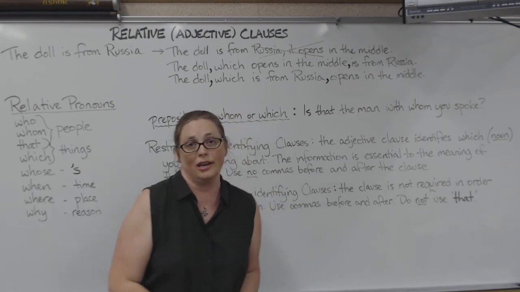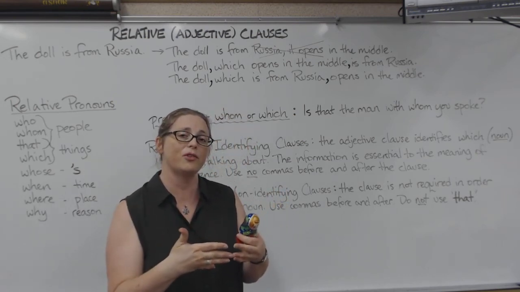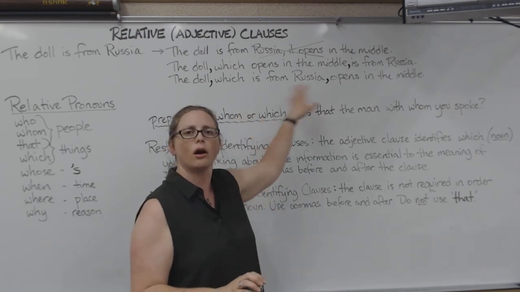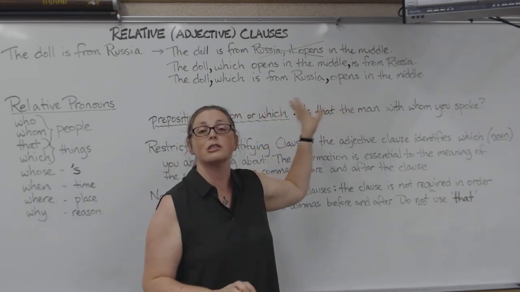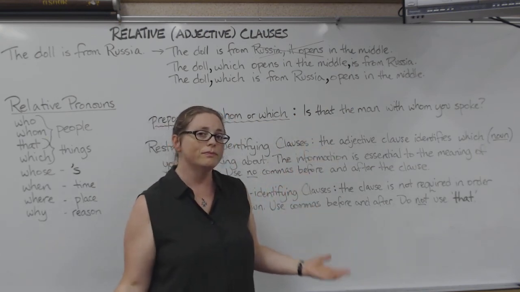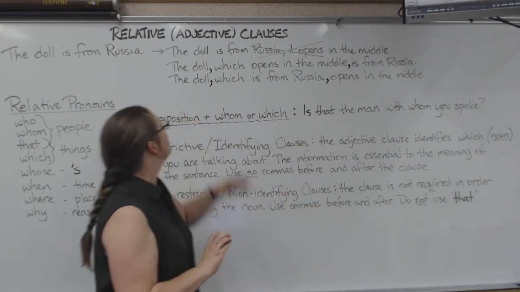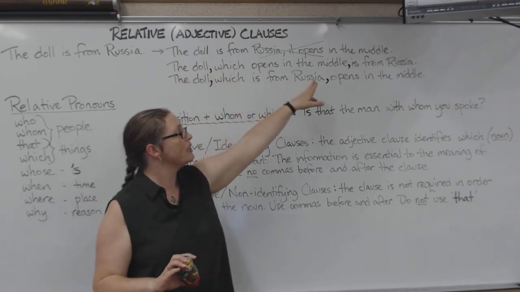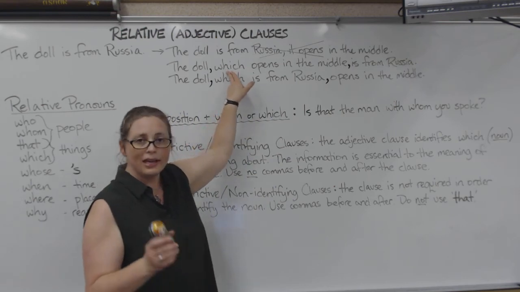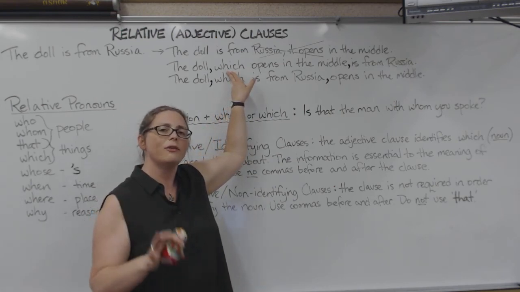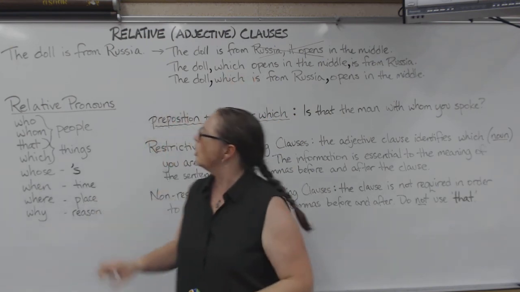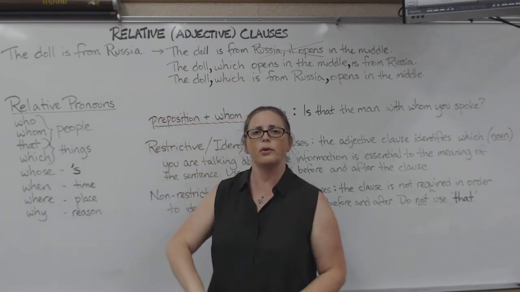It doesn't work in English to put together pieces of information and then just put a comma between them if they are complete clauses with subjects and verbs. So what are you going to do? Here's the adjective clause. The doll, which opens in the middle, is from Russia. Instead of using it, we're going to use a different kind of pronoun. And this pronoun is called a relative pronoun.